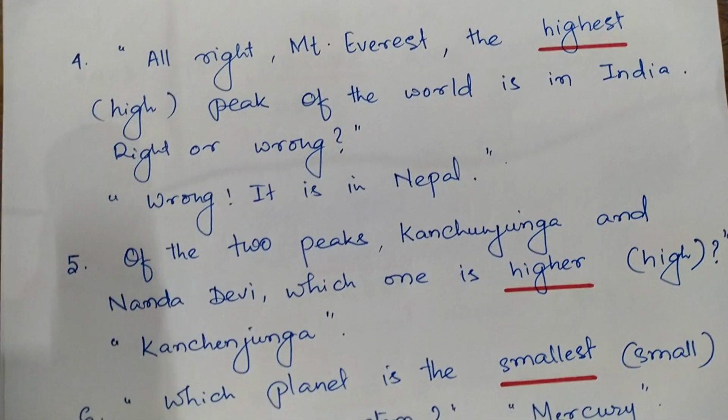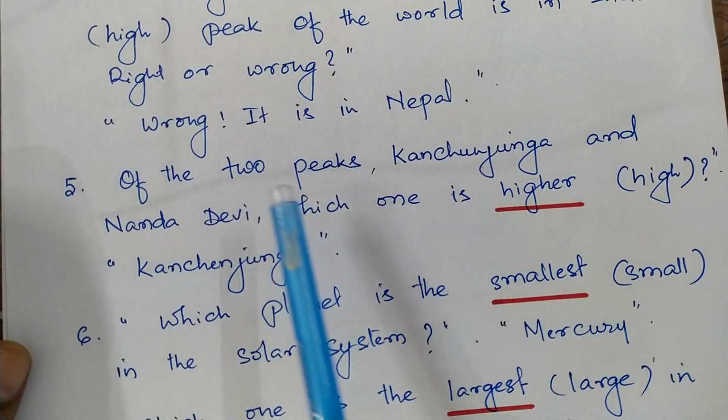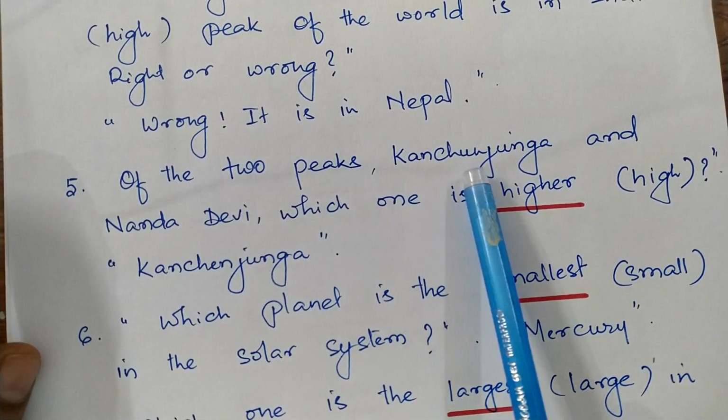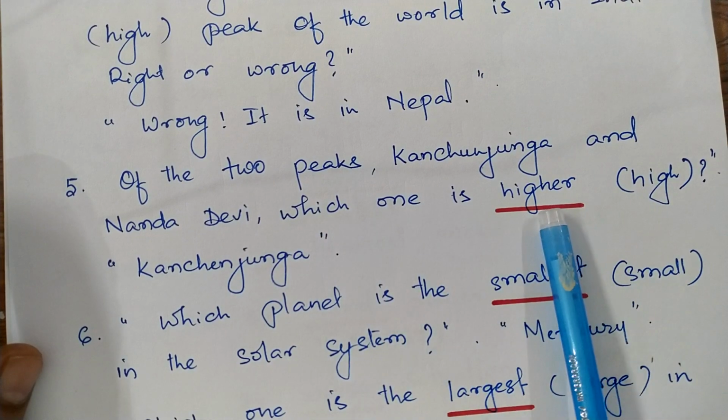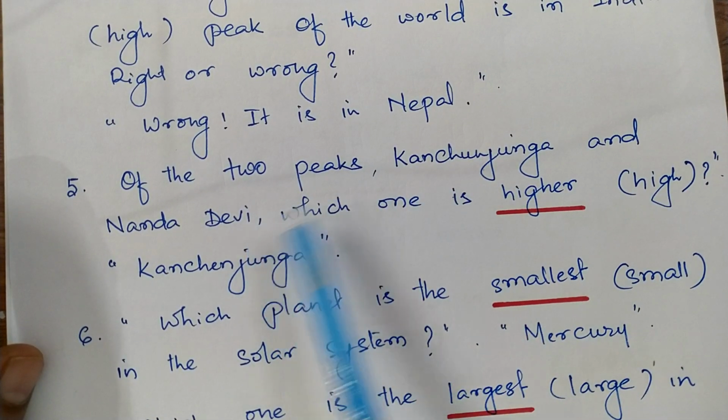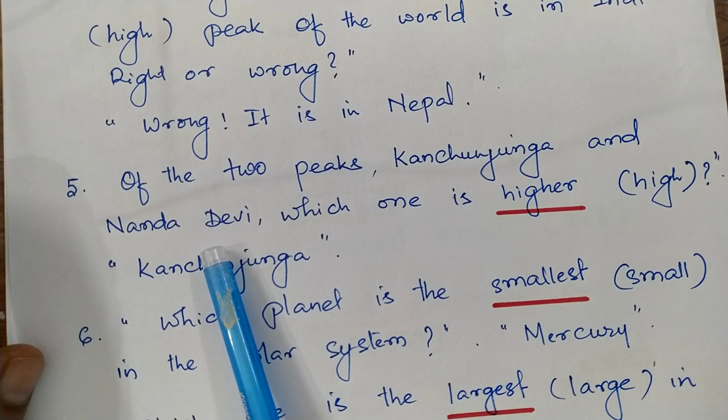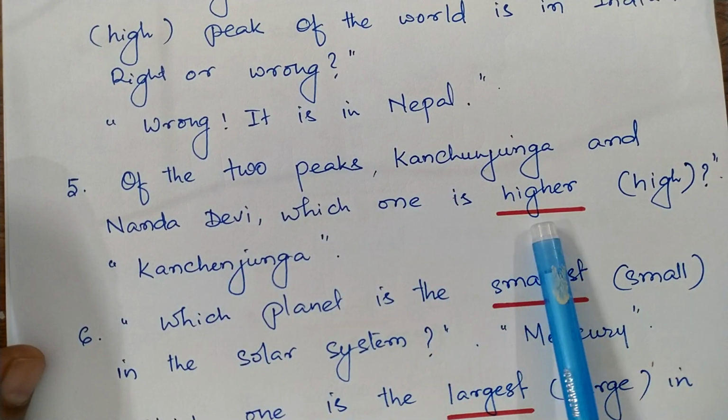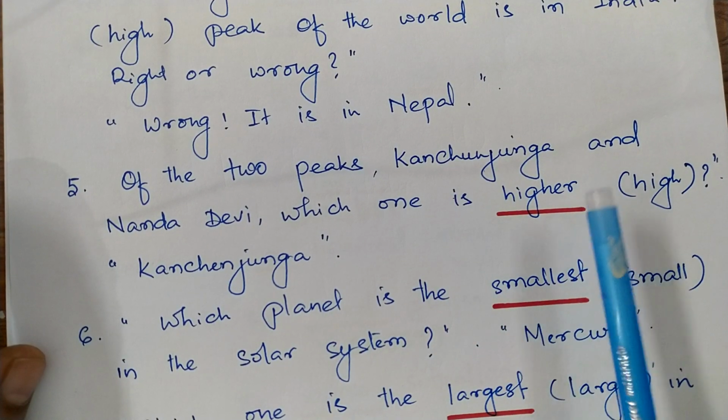Number 5. Of the two peaks. Now over here you will have your concepts clear. Of the two peaks, Kanchenjunga and Nanda Devi, which one is higher? Here, because we are comparing two peaks, Kanchenjunga and Nanda Devi, therefore we use the comparative degree higher.